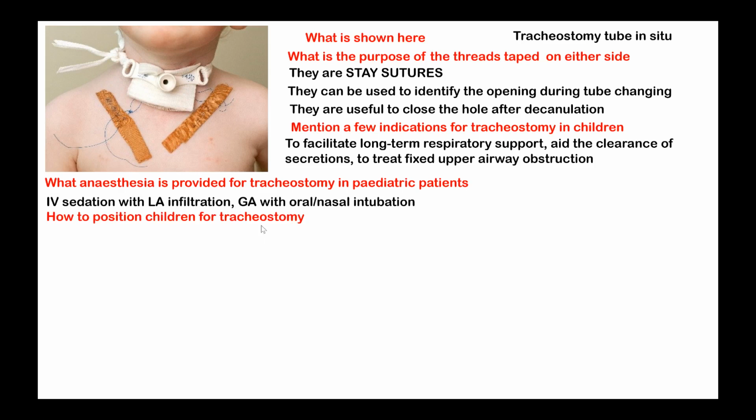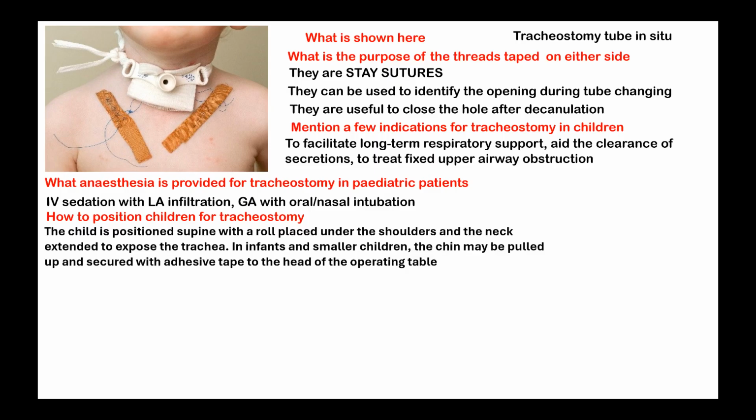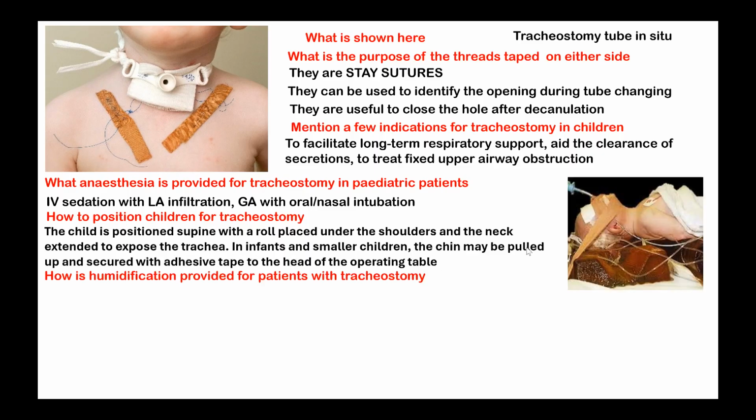And how to position the child for tracheostomy, or for that matter any adult patient. Have you ever seen a tracheostomy being done in the ICU? You want the neck to be flexed or fully extended? Extended. Fully extended. Please answer a little fast, otherwise I cannot finish the whole thing. Child is positioned supine with a roll placed under the shoulders and neck extended to expose the trachea. And small children may also need a strap to be attached to them.